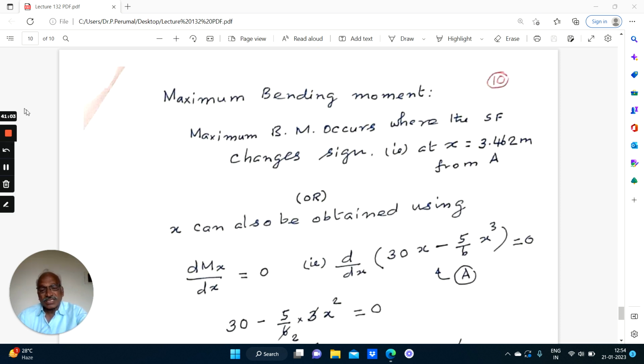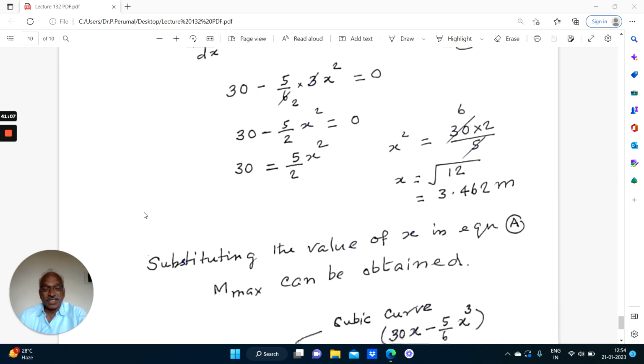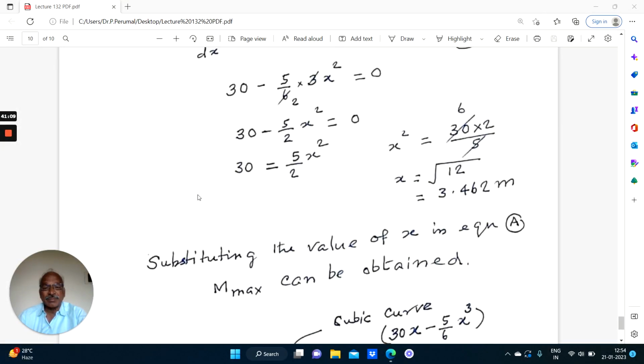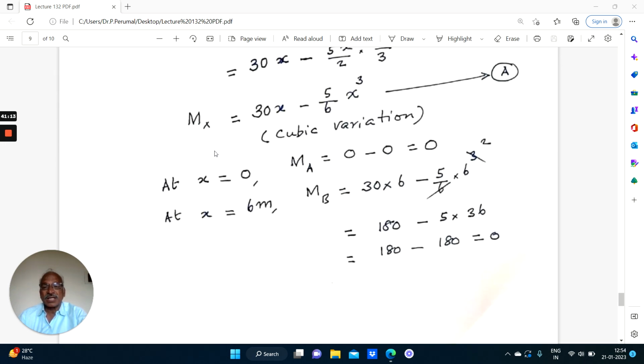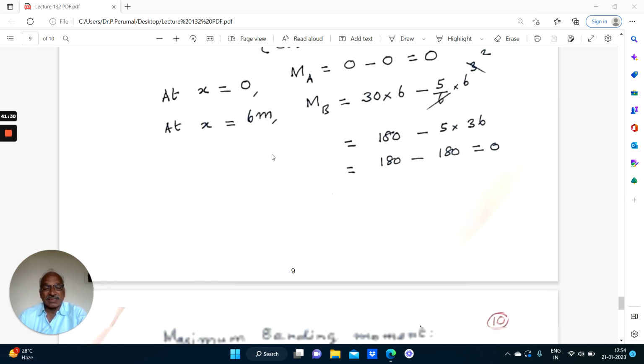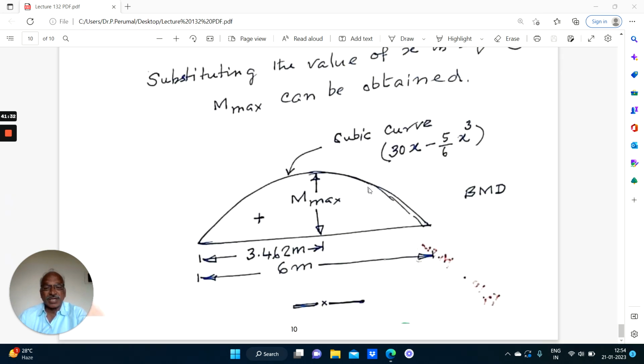So substituting the value of x in the equation for Mx, equation for Mx is 30x minus 5 by 6 x cube. So 30 into 3.462 minus 5 by 6 into 3.462 cube will give you the numerical value of the maximum bending moment, Mmax. That has to be marked in the bending moment diagram.